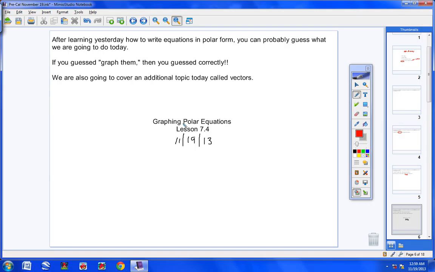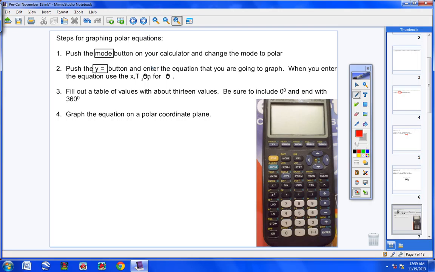Graphing polar equations. Lesson 7.4. The date today is the 19th. And let's go ahead and get started. Here we go. I'm going to give you some steps, so you might want to pause the video and write these down. Matthew and Chase, I'll start with you first because you guys have graphing calculators.